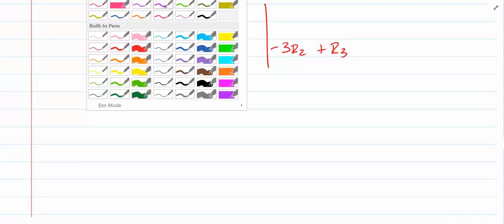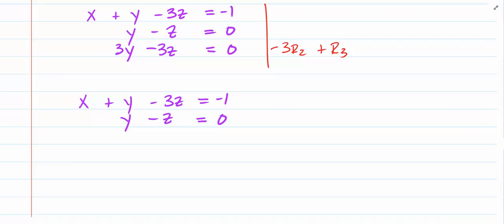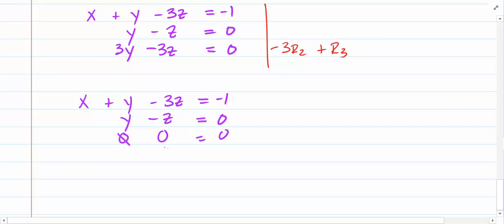Good. Cool. So that's going to give me x plus y minus 3z equals -1. I get y minus z equals 0. Okay, now -3 times row 2, add that to row 3. Well, I get 0 here for sure, right? -3 times the negative z is a positive 3z. But now you get 0. So positive 3z minus 3z, right? On the other side, 0. Oh, check this out. What is this? Is that true or false? That's a true statement.